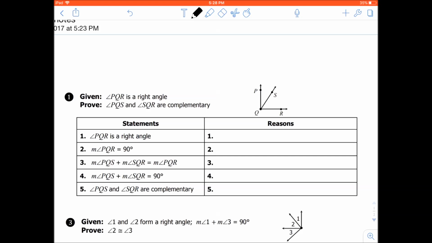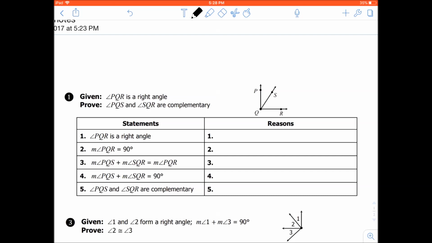So we are given PQR is a right angle. So first of all, I've got to know, how do I mark a right angle in the picture? So I go ahead and I put a box. Let's make that box a little nicer. Go ahead and make a box right there on PQR. That's pretty close, but not close enough. There we go. So that is a right angle.